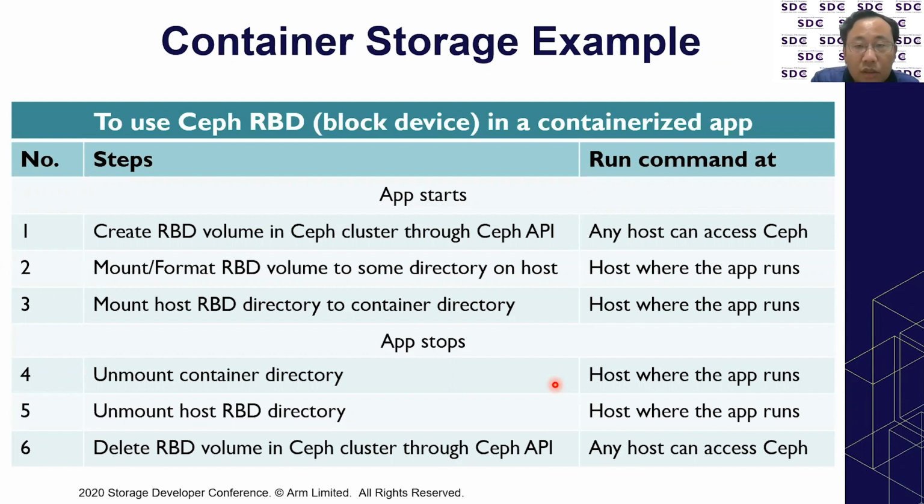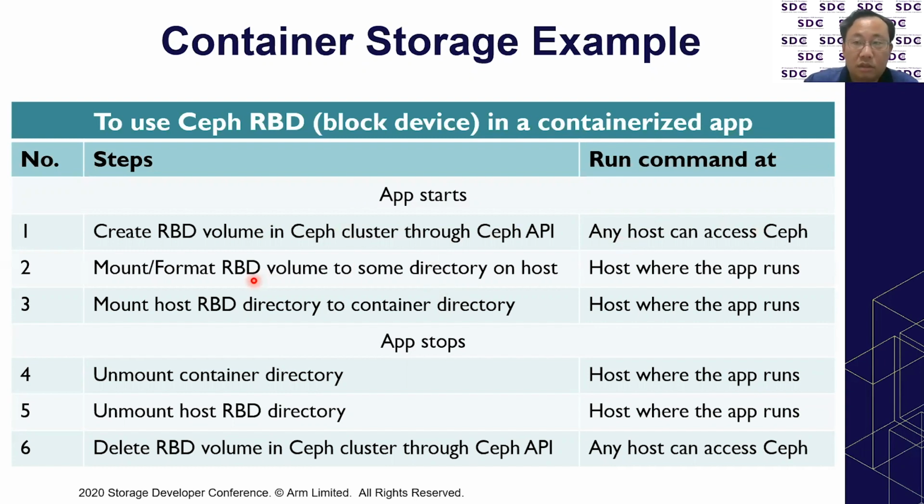Here I've listed an example to see why CSI is needed and how it is useful in the actual space. For example, I want to use block devices in a containerized app. So first, when the app starts, it needs to create the Ceph volumes in the Ceph cluster through the Ceph API. So this is the first step. This can be run on any host that can access Ceph, with the necessary tokens maybe. So this is one step.